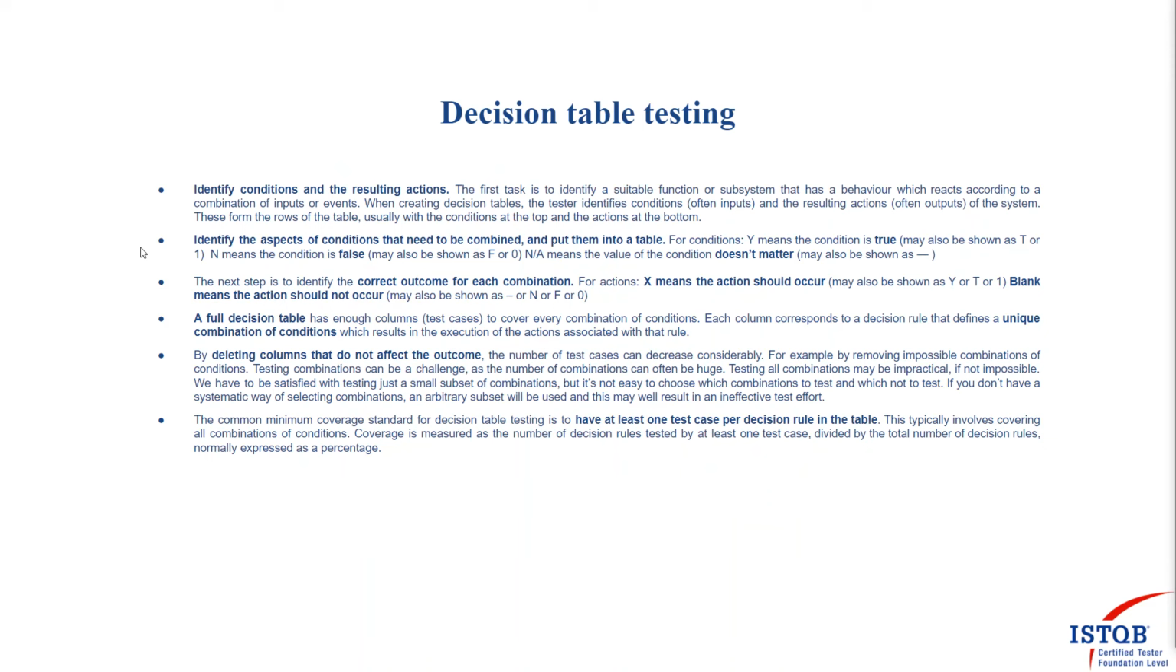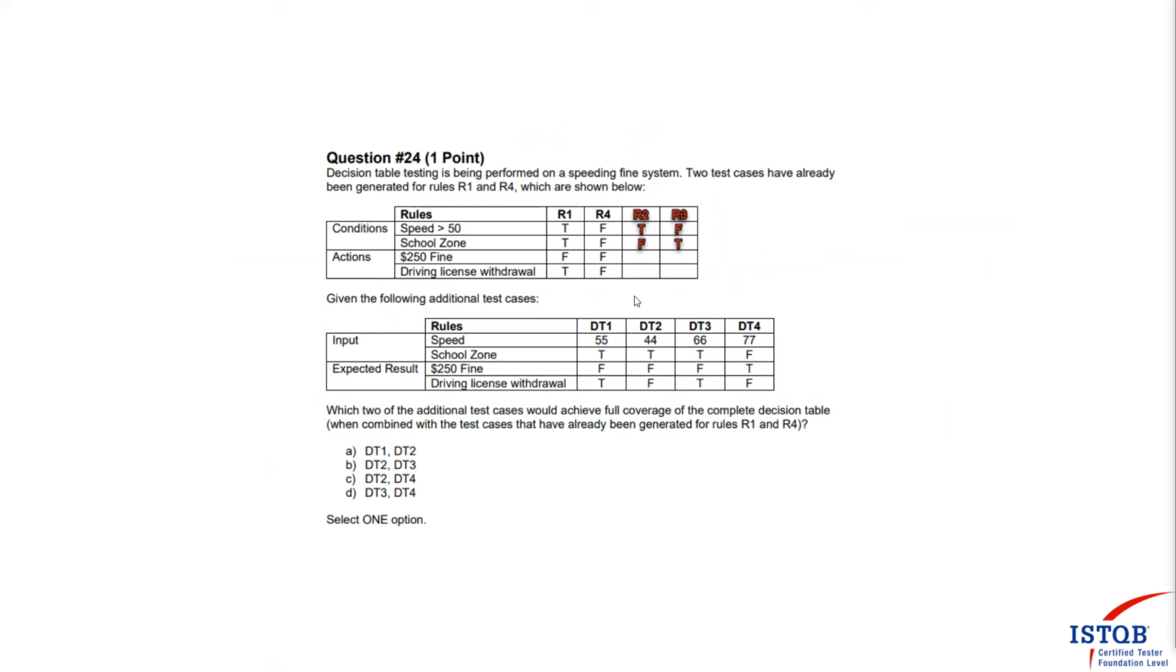Second thing which we need to do is identify the aspects of conditions that need to be combined and put them into a table. Those can be true, false, or doesn't matter. In our case, each condition can be only true or false. We have two conditions, that means we can have 4 combinations in total. 2 combinations are already provided. R1 scenario, where speed exceeds 50 km per hour is true, and school zone is true. And R4 scenario, where speed exceeds 50 km per hour is false, and school zone is false.